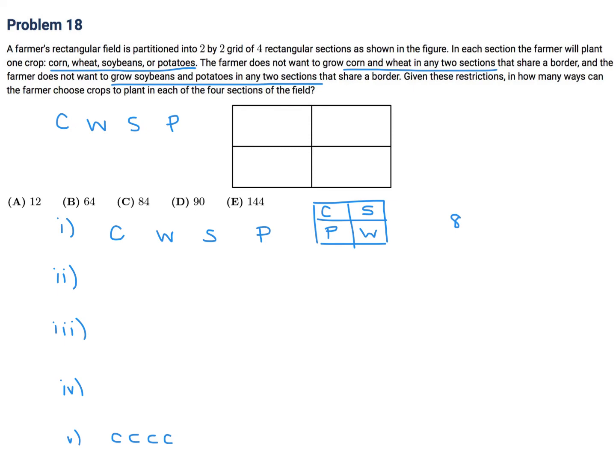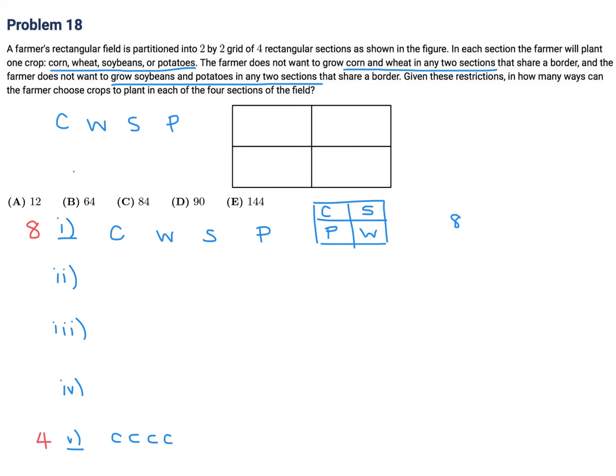So actually it's probably better for me to write the total up here. So there's 8 ways of doing that. 4. You can have either all corn, all wheat, all soybeans, or all potatoes. Those 2 are relatively easy to sort of understand. Okay. Now things start getting a little bit complicated.